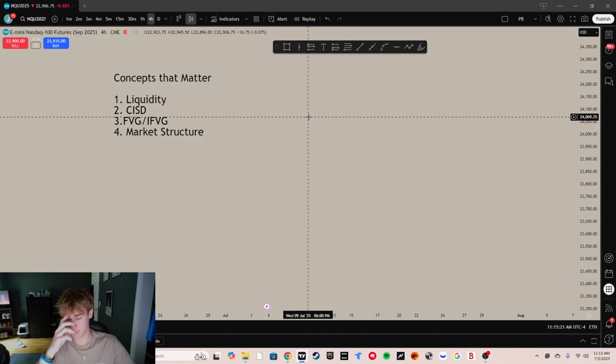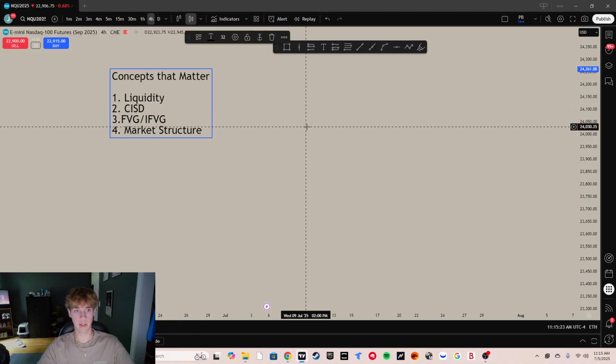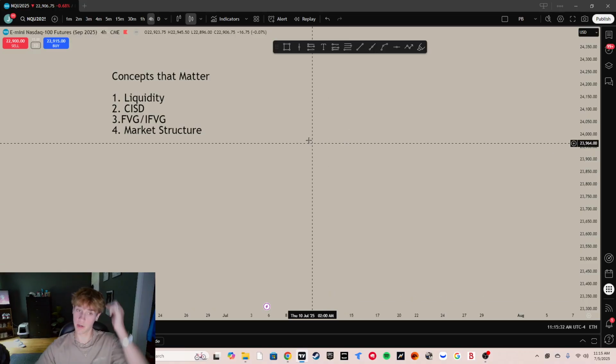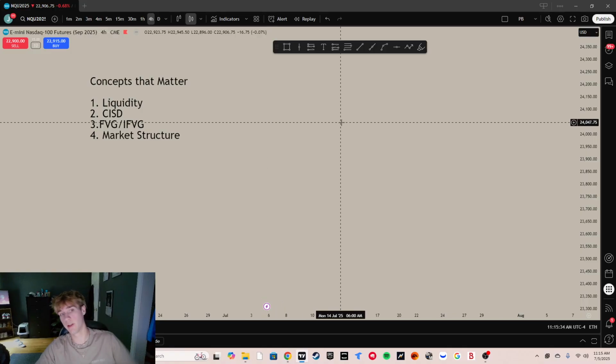Very important concepts. These four right here: liquidity, change in the state of delivery, fair value gaps, inverse fair value gaps, and the overall market structure. To start off, we can look at liquidity. Liquidity is simply highs and lows that are resting in the market. At those highs and lows, there are limit orders set for which the bigger banks in the markets are looking to get in, get out of the market, things like that.